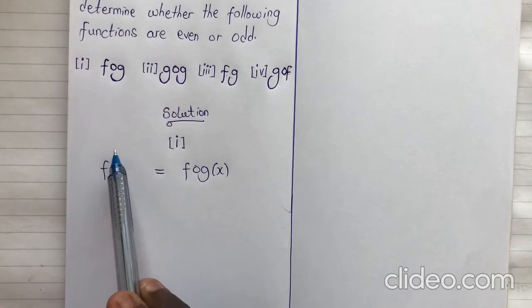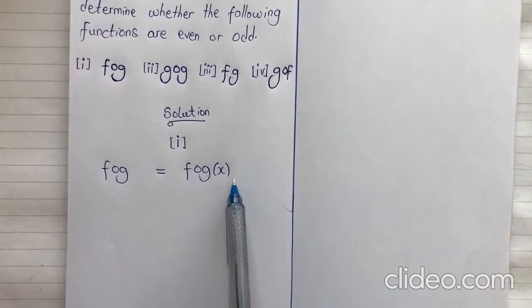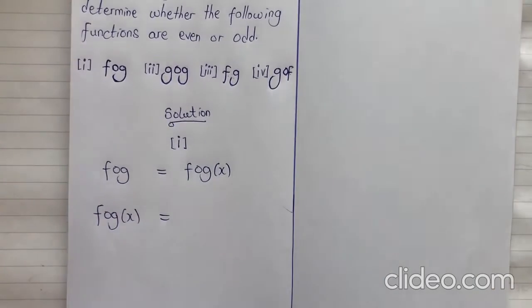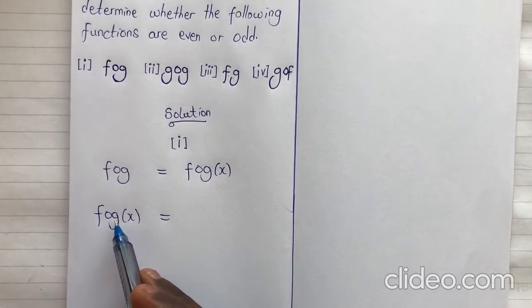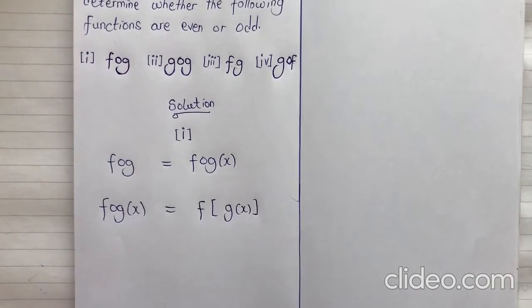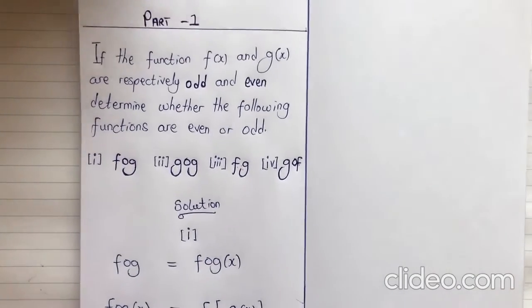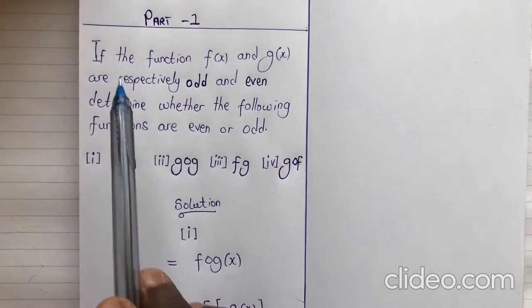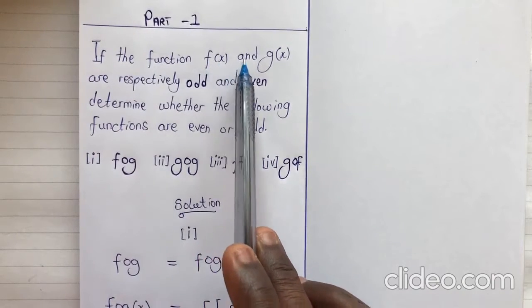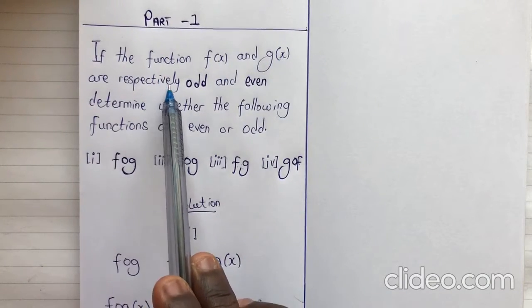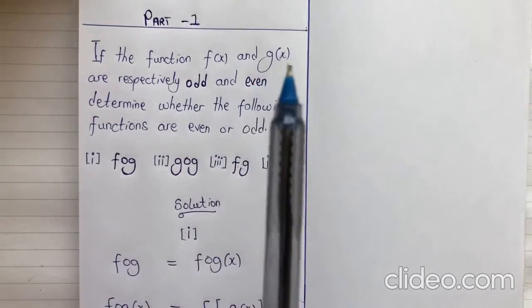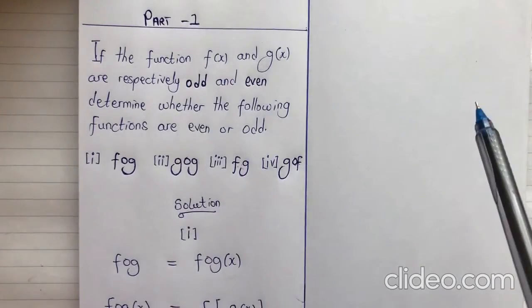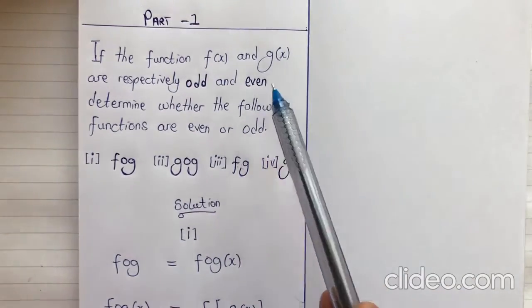All right, so now that we know that fog is the same as fog of x, let's focus here and solve this. So our fog of x can be written as the outer function containing the inner function g of x. Now, before we start, we have to go back to the question and read the instruction very carefully. The question says that the functions f of x and g of x are respectively odd and even. This means that the first function is an odd function. That is the instruction that was given to you. And g of x is an even function.